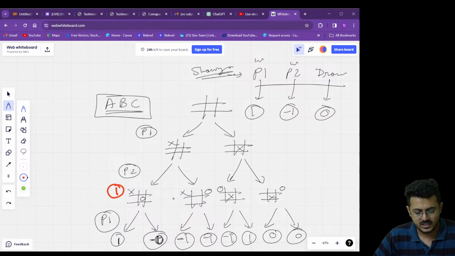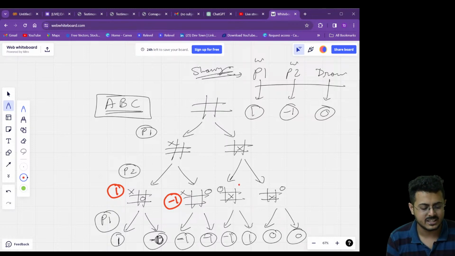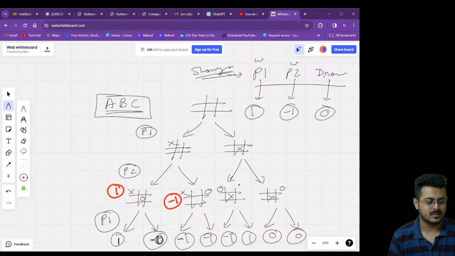Okay. Let's move on to the next game state, guys. What will be the game state value of this particular game state? What will be the value of this particular game state?